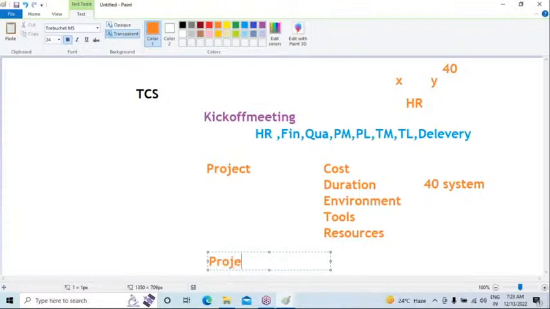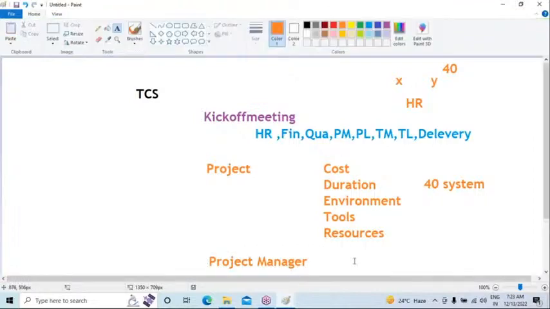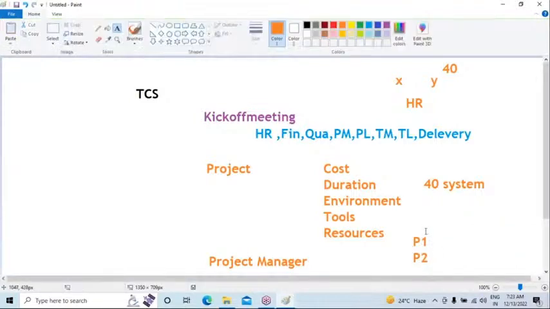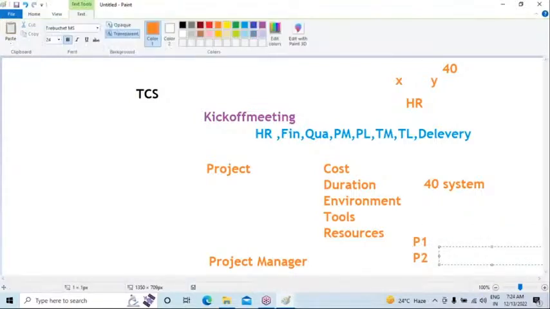They also need to discuss the project manager. Suppose there are two people, one person is having two projects, and another person is having only one project. Now we will assign the project to the second person, and the second person is going to send a mail to the CEO saying, I'm ready to take over the project.